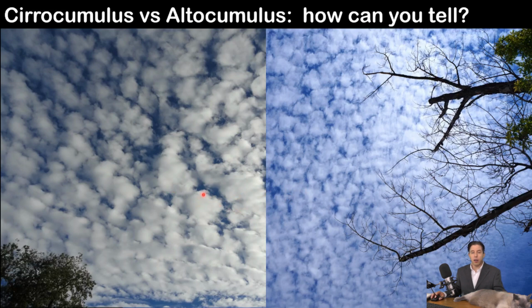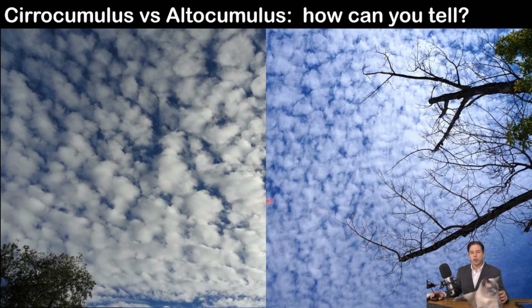Now, because the altocumulus are lower and they're a little bit thicker, they tend to have more of a three-dimensional appearance to them. See, if you were an artist and you had to paint this, there'd be some shading in here. Cirrocumulus often look two-dimensional. They just look like white spots.